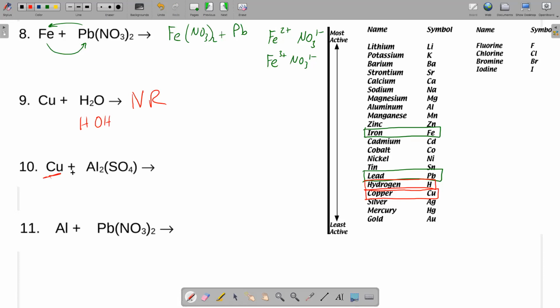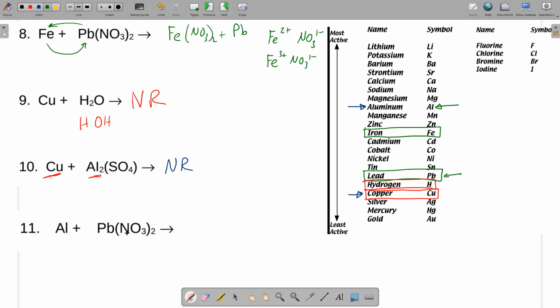All right, copper and aluminum. So copper is down here, and aluminum is way up here. Copper is below aluminum. There's no reaction. And then aluminum and lead. So aluminum is right here, and lead is down there. So the aluminum is above the lead. Because aluminum is above lead, you get a reaction.